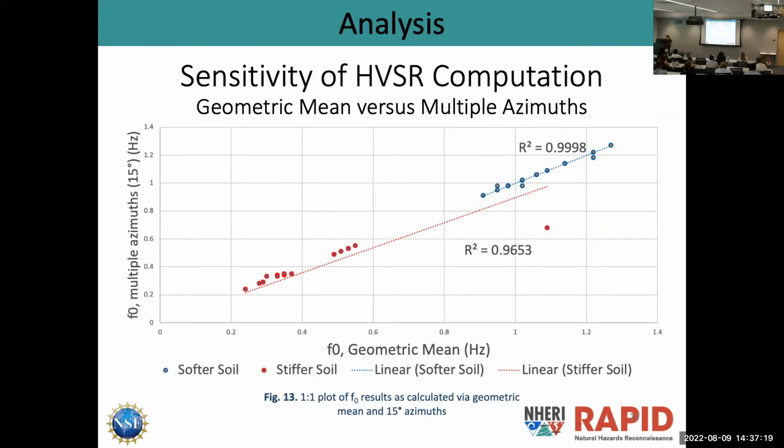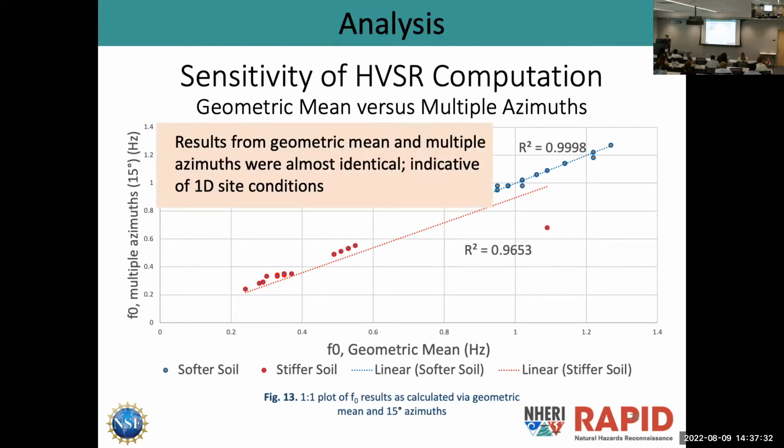Secondly, my results from the analysis, comparing processing the data from the campaign using the geometric mean and also using multiple azimuths using HVSR web, we found really similar results. And this is indicative of the site having pretty one-dimensional site conditions, meaning it's relatively homogeneous.